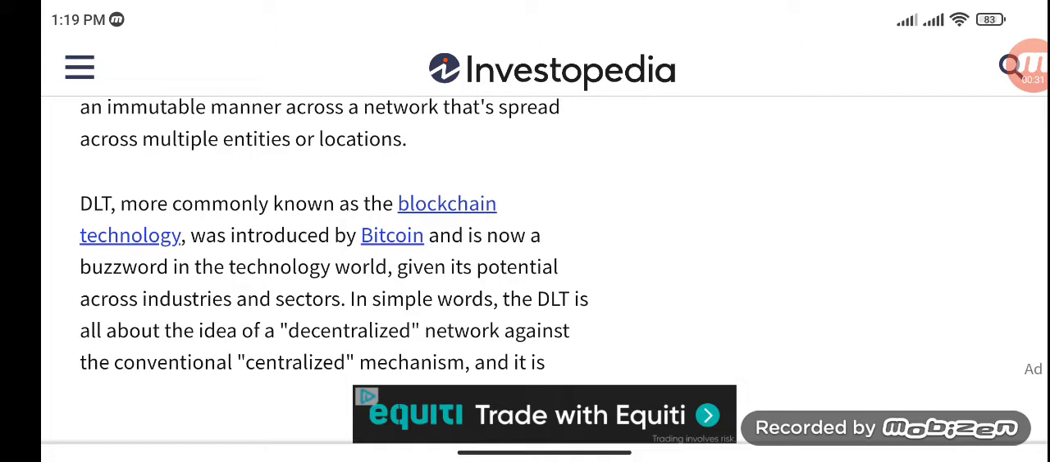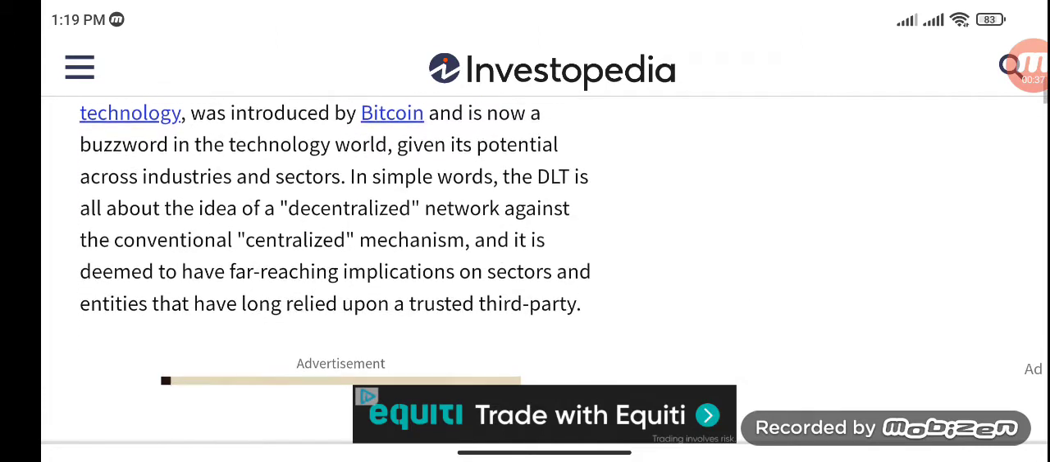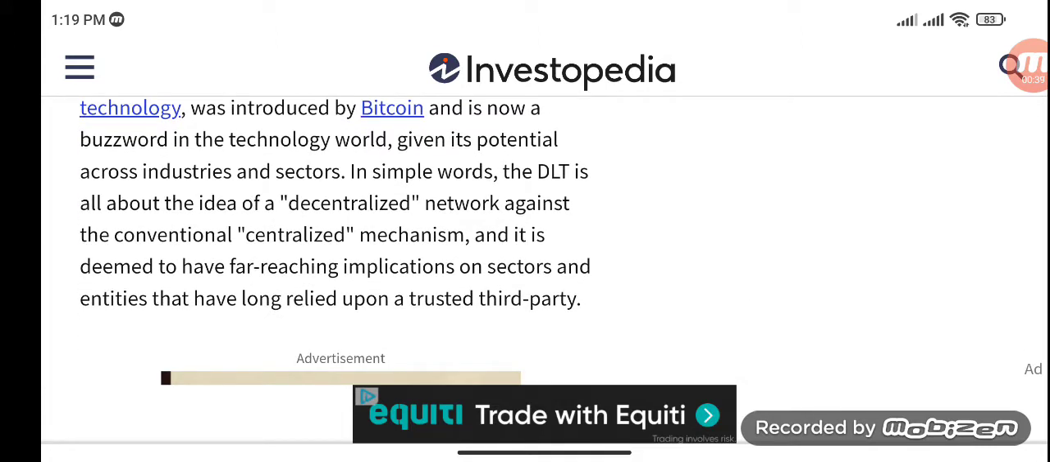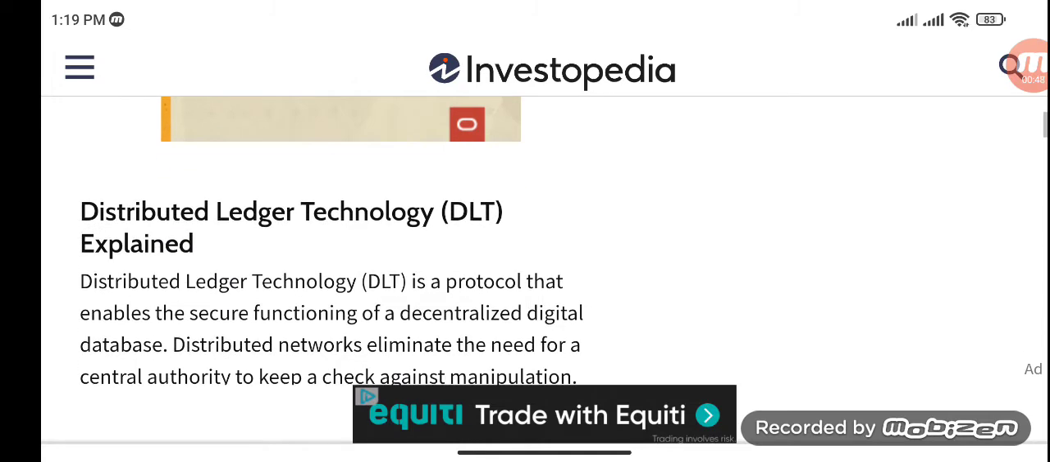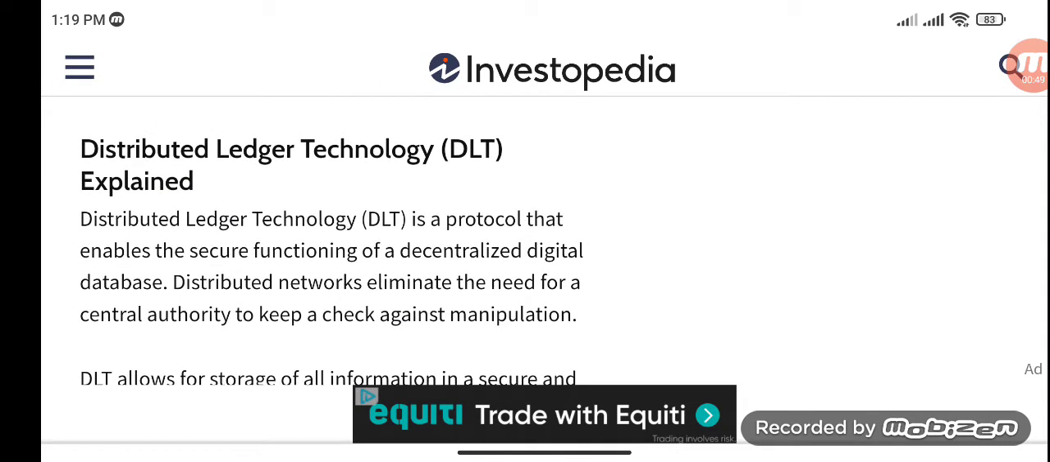In simple words, DLT is all about the idea of a decentralized network against the conventional centralized mechanism, and it is deemed to have far-reaching implications on sectors and entities that have long relied upon a trusted third party. How it is explained: it is a protocol that enables the secure functioning of a decentralized digital database. Distributed networks eliminate the need for a central authority to keep a check against manipulation.